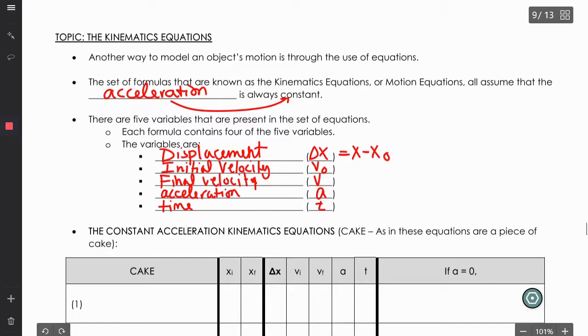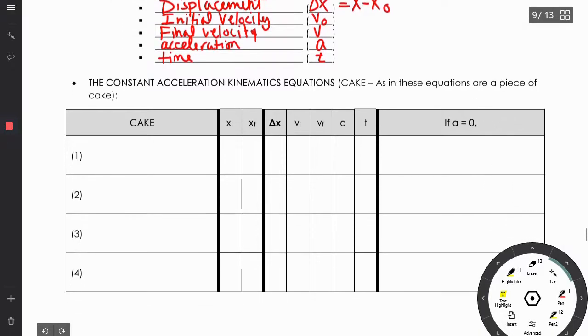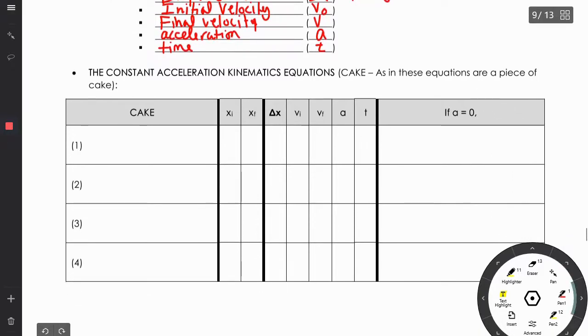So you'll see there are 5 variables, and each of these equations will have 4 of the 5. That leads us to the problem-solving strategy, which you'll see in a second: write down your given values, write down these 5 values, and then determine what's missing and what's there.